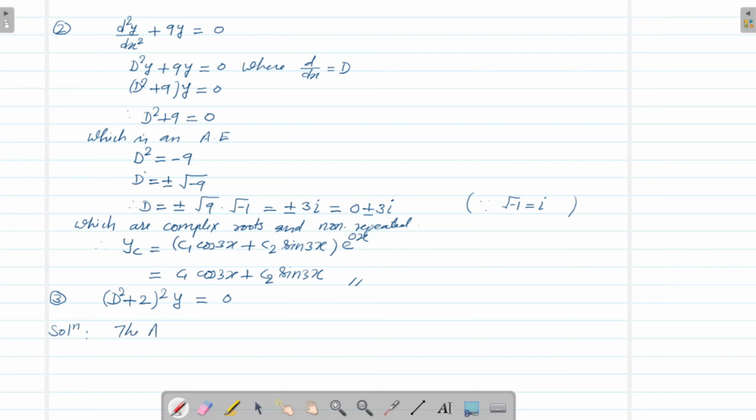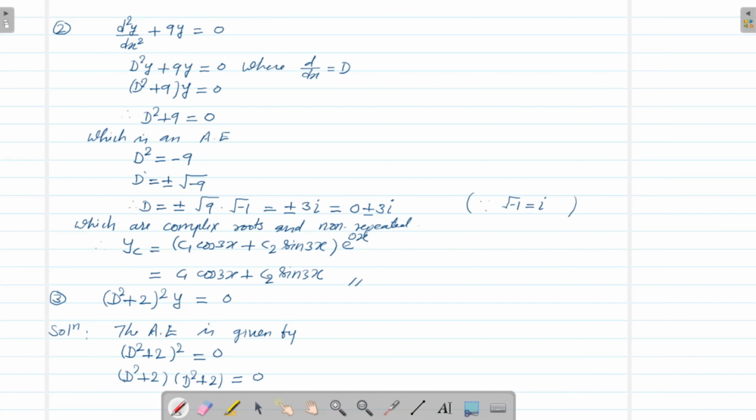The auxiliary equation is given by (d square plus 2) the whole square equal to 0. We can write the two factors of this auxiliary equation: d square plus 2 is one factor, and d square plus 2 is the other factor, and this equals 0. Now we find the roots of this.